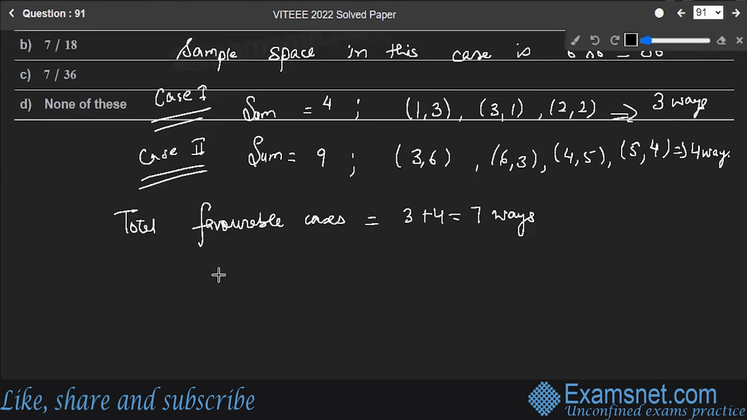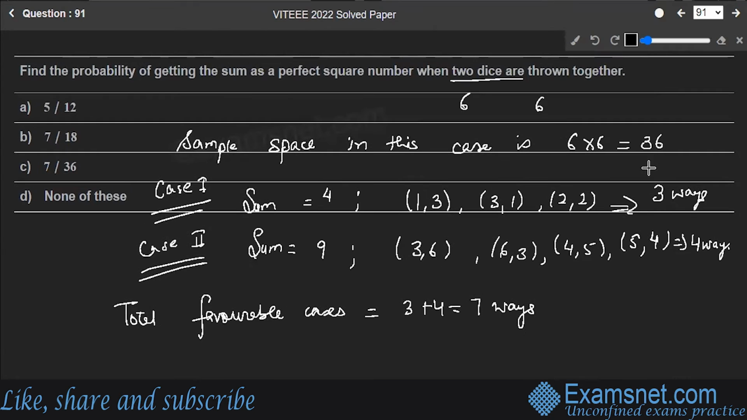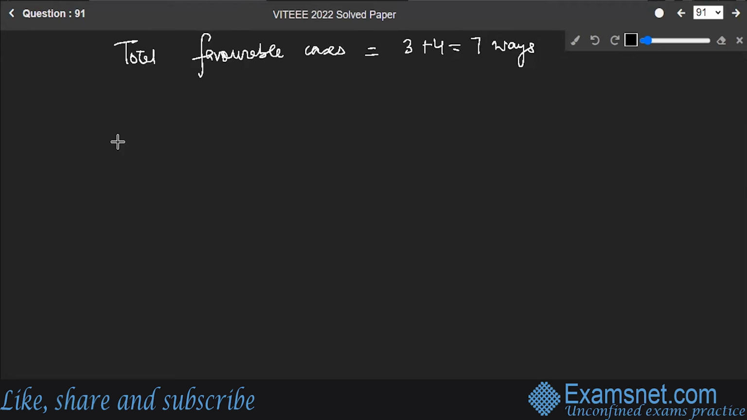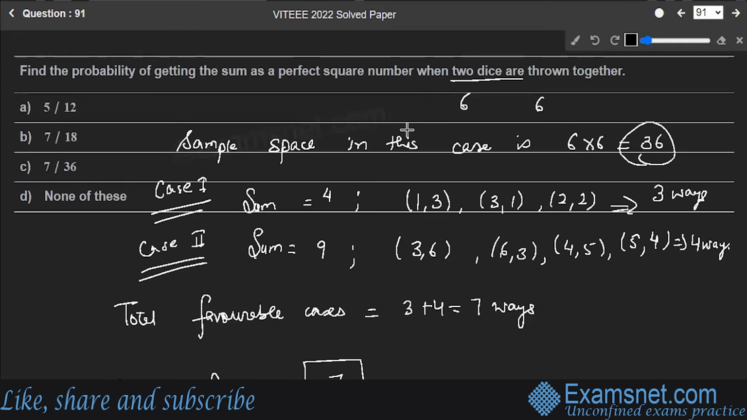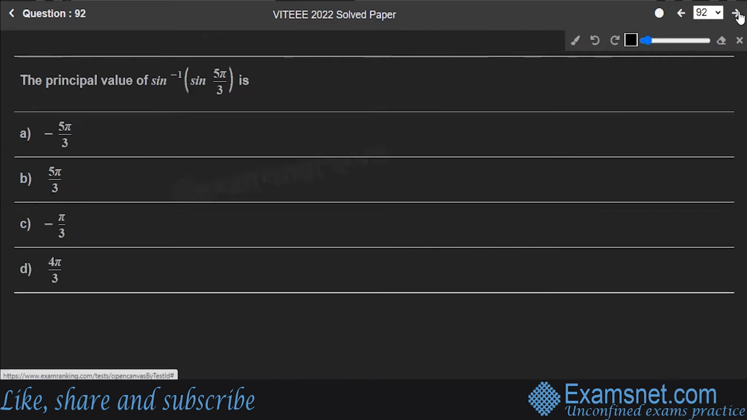And the total sample space was 36. So the required probability is equal to 7 upon 36. This is the answer to the question. Option C is the correct answer. Hope you got that. Let's move to the next question, number 92.